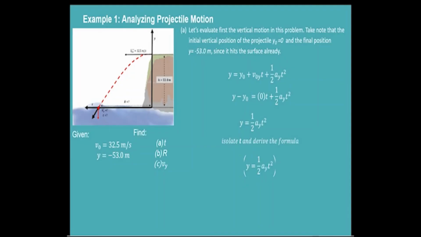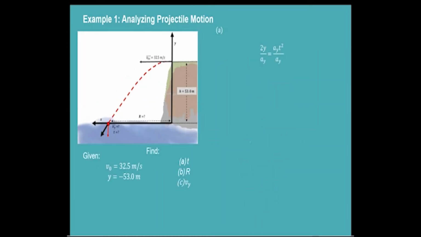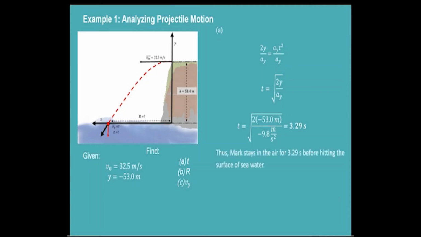So from this, we will multiply both sides by 2 to eradicate the 1 half on the right side of our equation, making it equal to 2y over a sub y, which is equal to a sub y t squared all over a sub y. Dividing both sides by a sub y, t now is equal to the square root of 2y all over a sub y. Okay, let's substitute now the values. T is equal to the square root of 2 times negative 53.0 meters all over negative 9.8 meters per second squared. And the time is equal to 3.29 seconds. Thus, Mark stays in the air for 3.29 seconds before hitting the surface of the sea water.